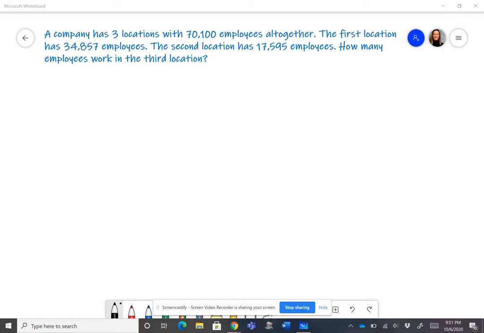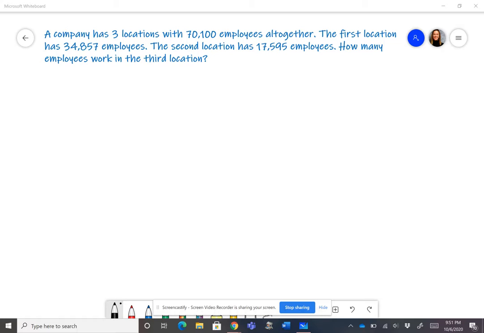A company has 3 locations with 70,100 employees altogether. The first location has 34,857 employees. The second location has 17,595 employees. How many employees work in the third location?